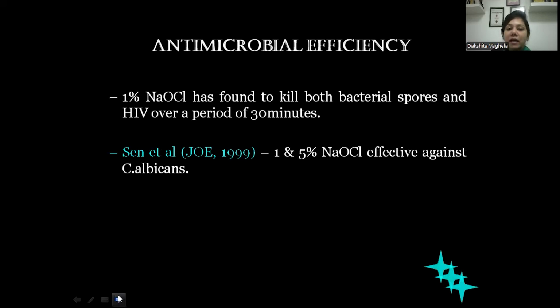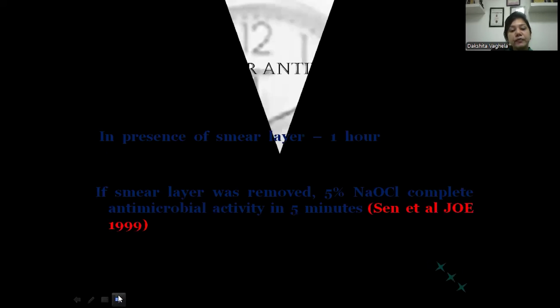Now, coming on to the antimicrobial efficacy, I told you that 0.5 to 5.25% is the range. And in this, we have found that even 1% sodium hypochlorite is able to kill the bacterial spores when it is kept for a period of 30 minutes. So 1 and 5% sodium hypochlorite, they are also effective against Candida albicans, which is a fungus.